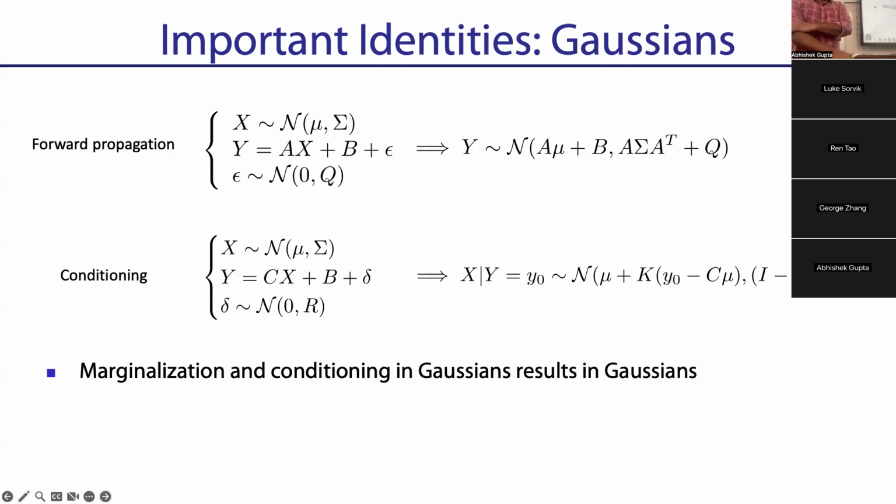Okay, so the key point of linear Gaussian things is that once a Gaussian, always a Gaussian, right? So if you do marginalization and conditioning in Gaussians, that gives you more Gaussians.